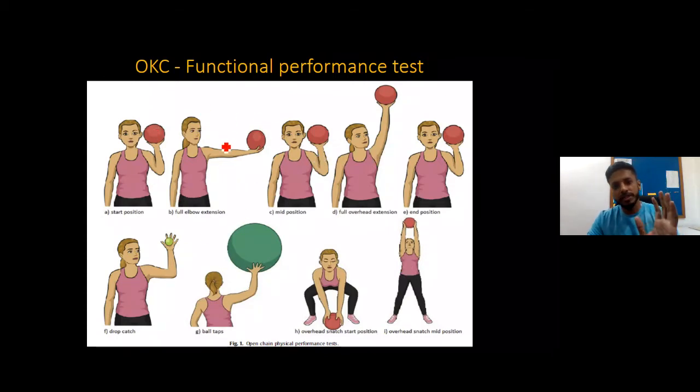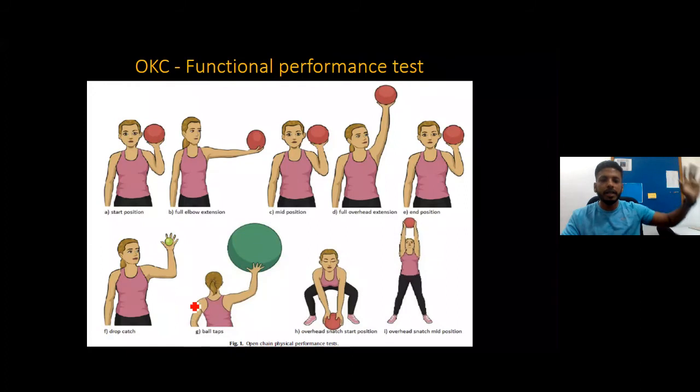So functional performance testing has open kinetic chain tests as well as closed kinetic chain tests in order to check the shoulder. You start from here and then extend, and then again you take it up and come back. Check whether any discomfort or pain is there. If no, then you can proceed to the other one. There is something called a drop catch. You hold a tennis ball, drop it and then catch it, basically to facilitate the rotation movement, and check whether any discomfort or pain is there.